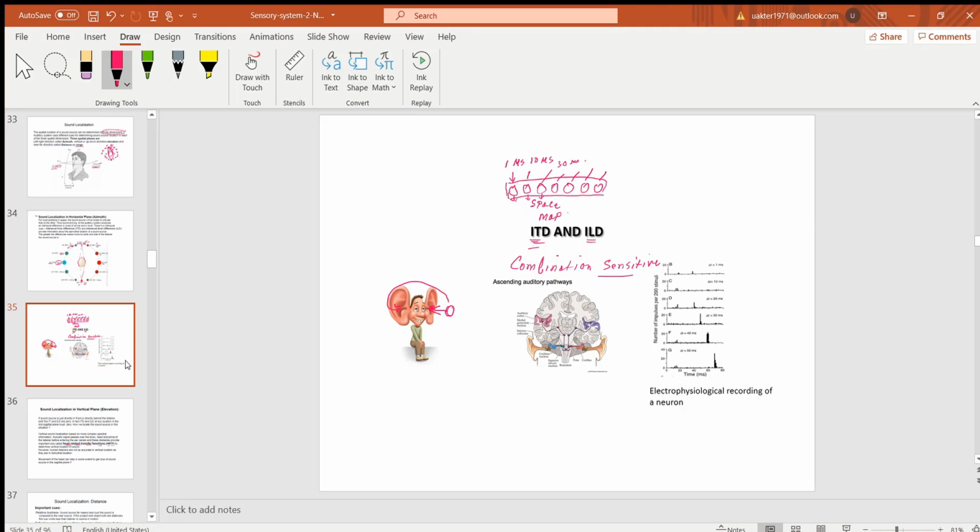Frequency will not change. Two things will change. The pressure will be more in this ear because the sound is near. Pressure will be less in this ear because the sound is far. But the frequency will not change. Another thing that will change is the time, right? So those two things will change, time and the pressure or intensity. Okay.